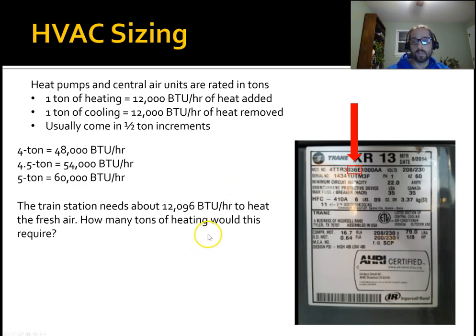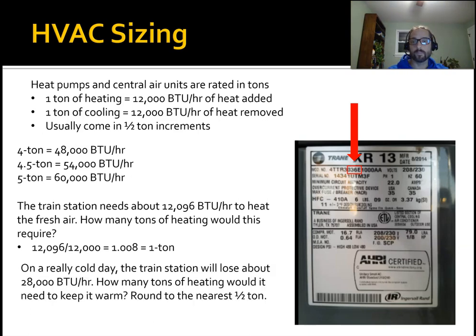So the train station needs about 12,096 BTUs per hour to heat. How many tons of heating would this require? It's really easy. 12,096 divided by 12,000. You need 1.008. Well, we can round that down to 1 ton, but normally you would round up to the nearest half ton.